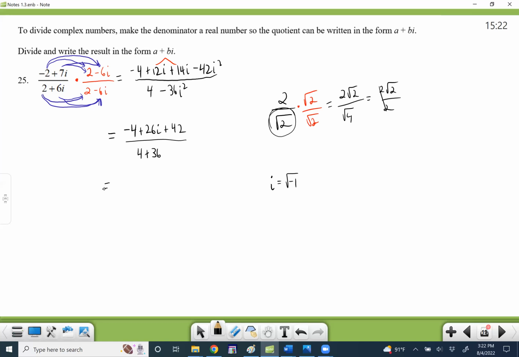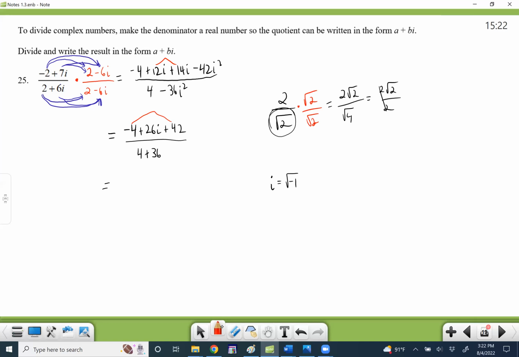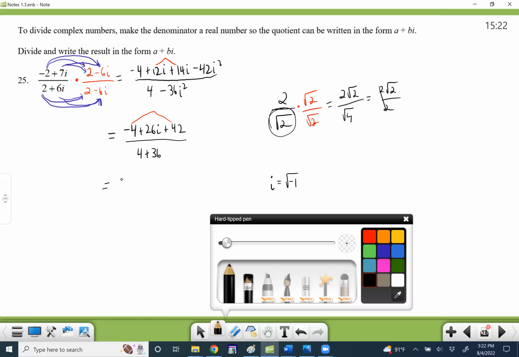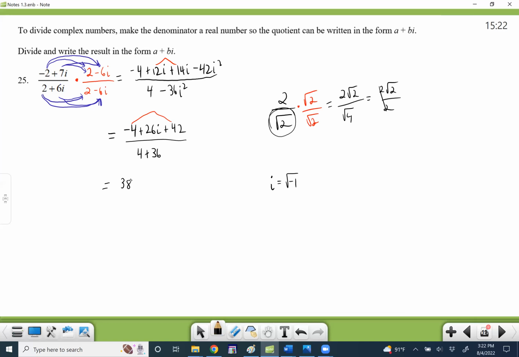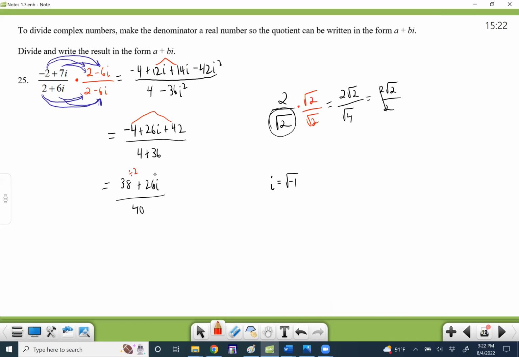So let's go ahead and combine the real parts first. So these two, that's going to give us 38. 4 plus 42. You'll notice, mission accomplished. There's no longer an i in the denominator, you guys. And that's what this was all about. That's why we even did this. Okay. I'm going to divide everybody by a 2 because I can, right? So let's go ahead and divide everybody by a 2.